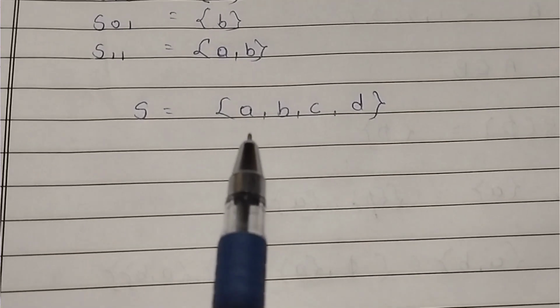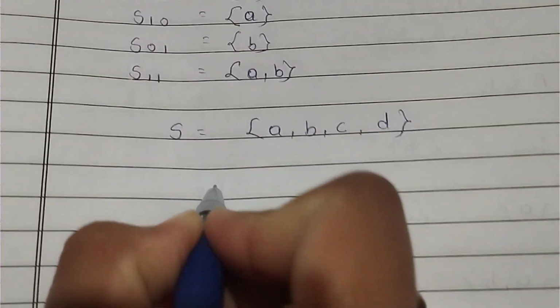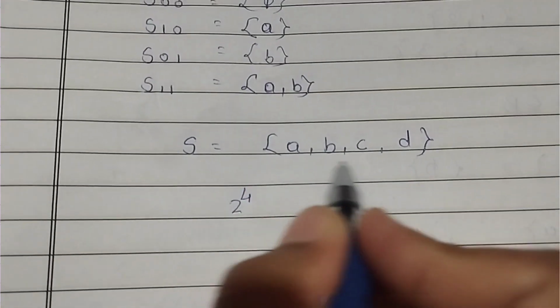Now suppose the set is {A, B, C, D}. So how many subsets do we create? 2 raised to 4, because 4 members are present.